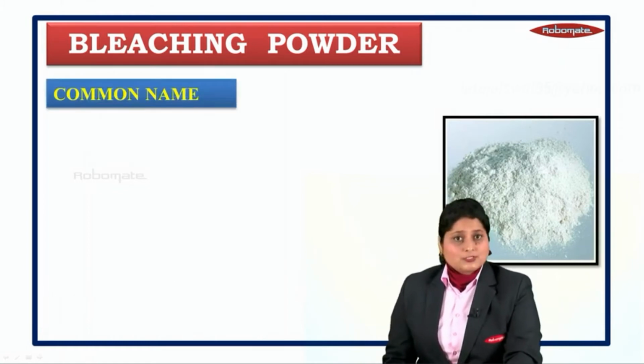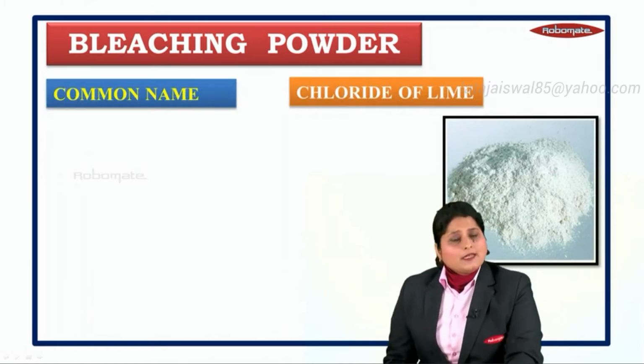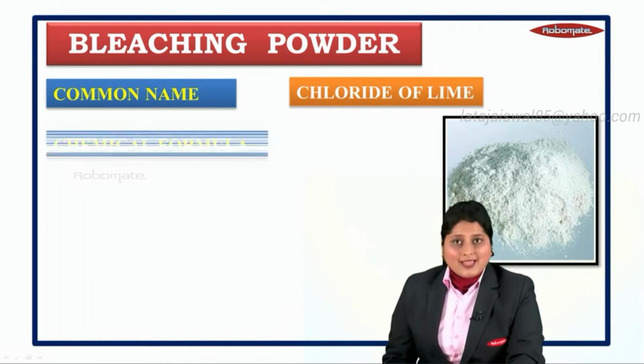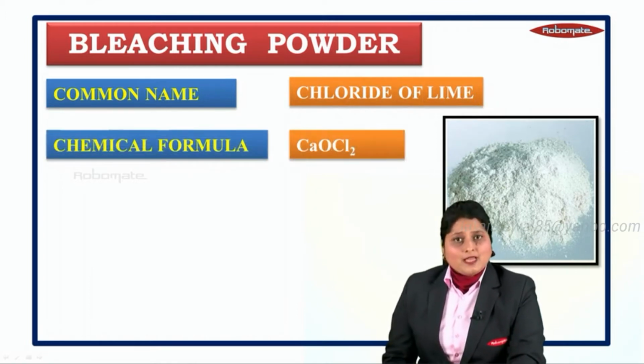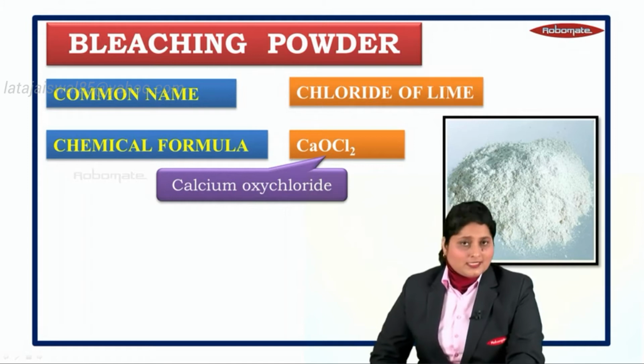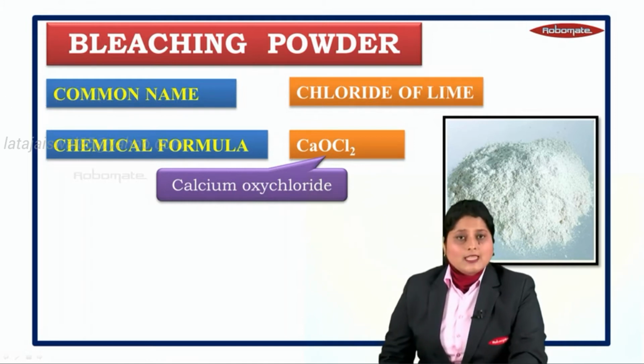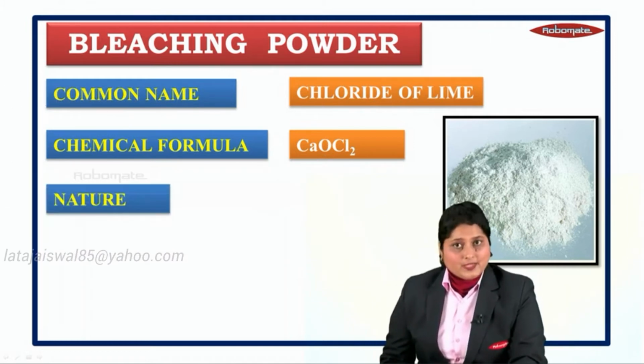Let's understand what its common name is. It is commonly called chloride of lime. Its chemical formula is CaOCl2. It's also called calcium oxychloride. The other name of bleaching powder is calcium oxychloride.